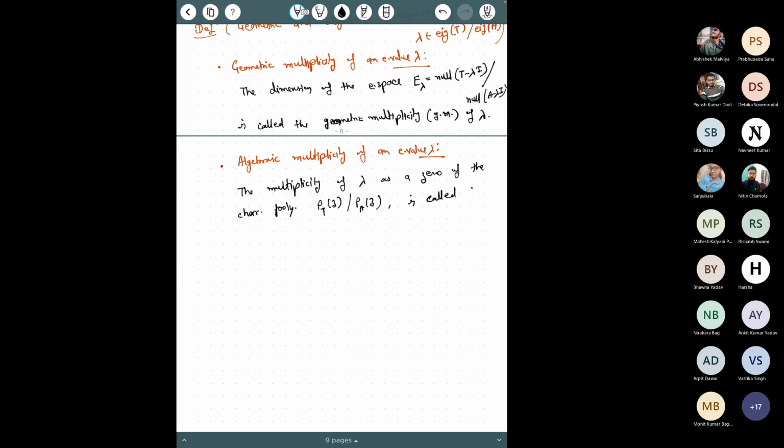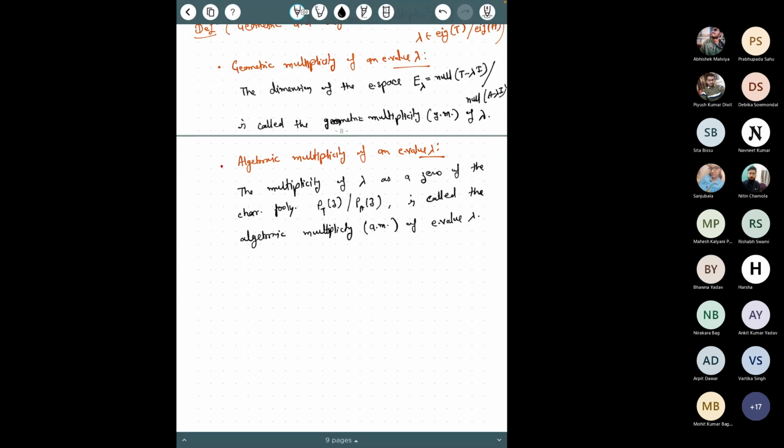So what is geometric multiplicity? For each eigenvalue lambda, we can find the eigenspace, and the dimension of the eigenspace is the geometric multiplicity. So basically, it is the number of linearly independent eigenvectors corresponding to an eigenvalue. Algebraic multiplicity is the multiplicity of lambda as a root of the characteristic polynomial. Eigenvalues are nothing but the roots of the characteristic polynomial, so you just look at how many times it appears as a root.